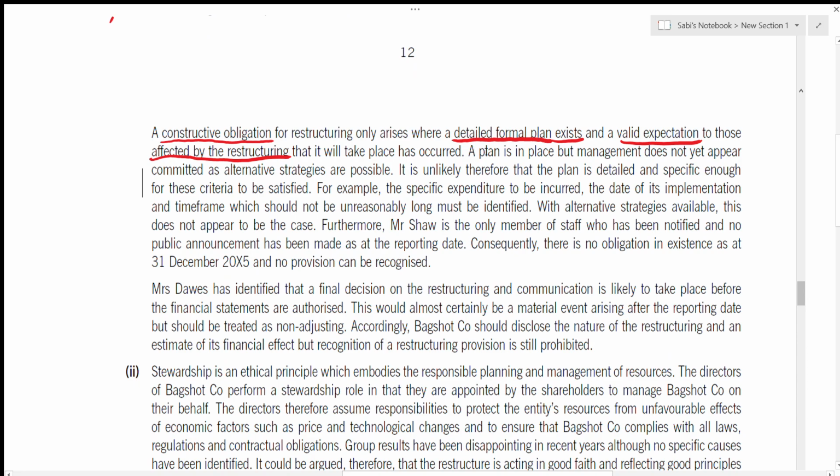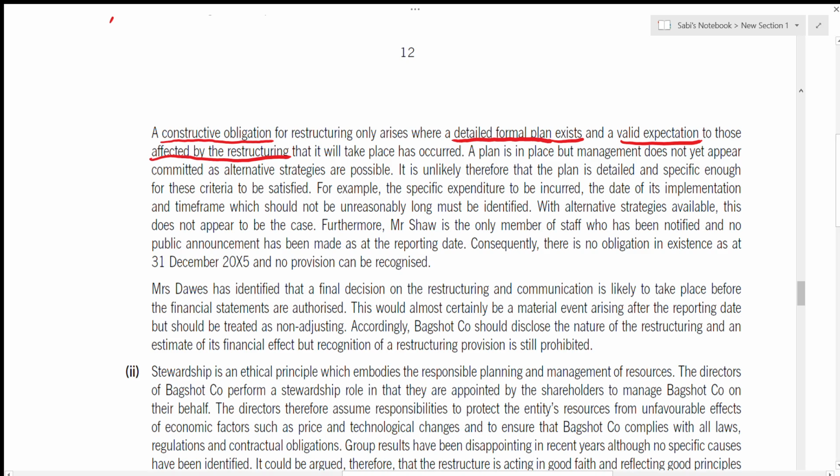Okay, so a plan is in place, right? Because even in the case study you must have seen that they told that there's a plan in place, but management does not yet appear committed as alternative strategies are possible. Yes, management is not so committed. Why? Because they know that there are alternative strategies which are possible. It is unlikely, therefore, that the plan is detailed.